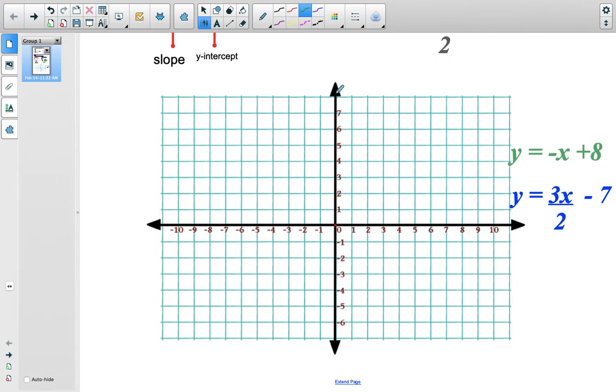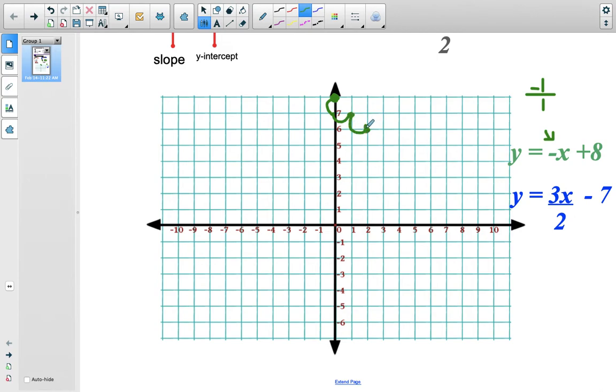So my y-intercept is at 8. So 8 is right here. This is my y-axis. So 8 is right there. Now my slope, excuse me, is -1. Remember, slope is rise over run. So -1 over 1. So my rise is -1. My run is 1. So because my rise is -1, I'm going to go down 1. And then my run is 1, so I'm going to go to the right 1. So there's my point. Now, if I kept doing that, down 1, over 1, there's my other point.